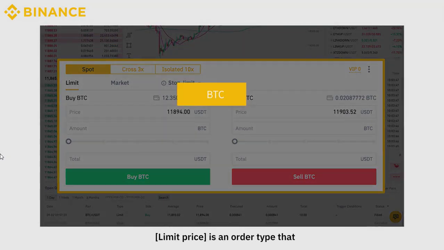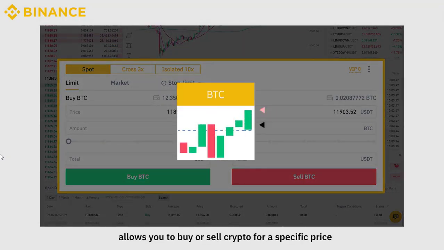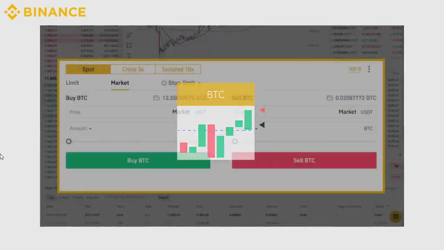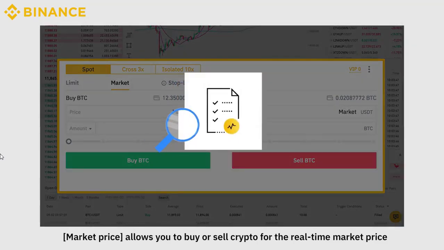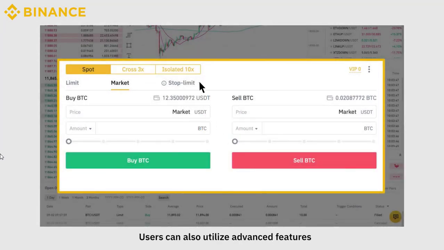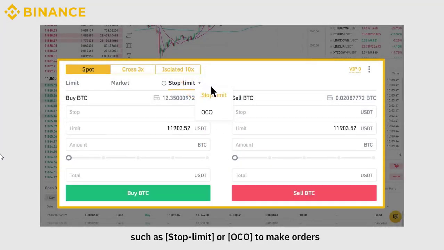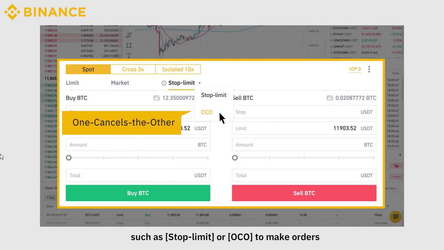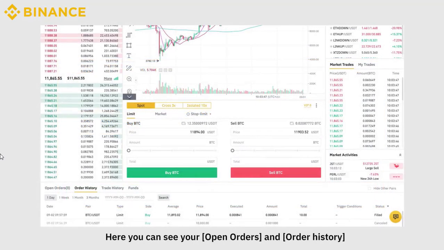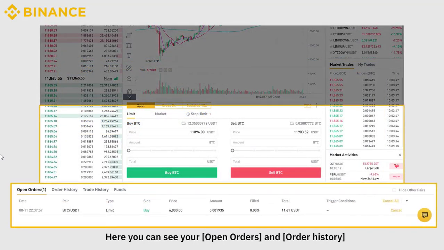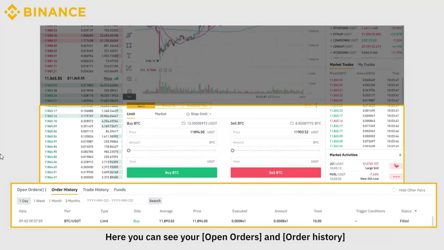Limit price is an order type that allows you to buy or sell crypto for a specific price. Market price allows you to buy or sell crypto for the real-time market price. Users can also utilize advanced features, such as stop limit or OCO to make orders. Here, you can see your open orders and order history.